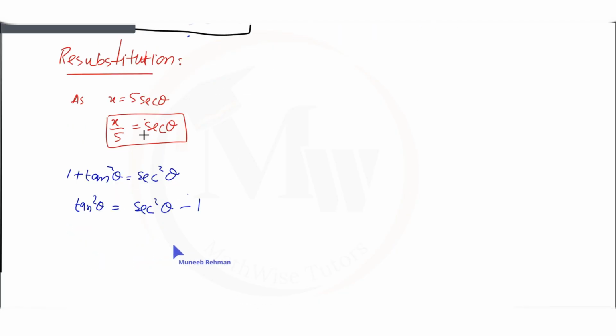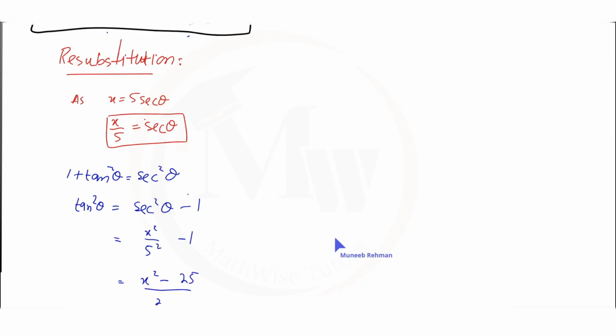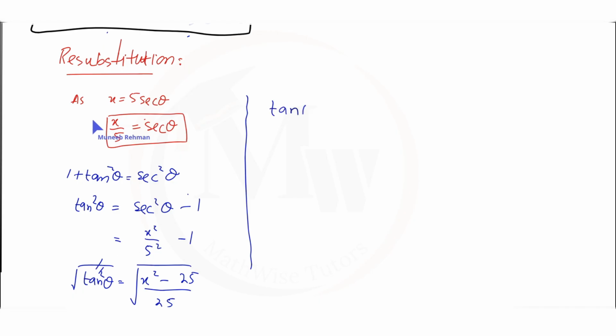So plug the secant square value here, which is x square over 5 square minus 1, and after simplification it becomes x square minus 25 over 25. And here is tan square theta. As we want to find the tan theta value, not square, take the square root, and the square and square root cancel out. You are left with tan theta, which equals square root of x square minus 25, divided by just 5 left if we remove the square root, right? So we got the tan theta value.